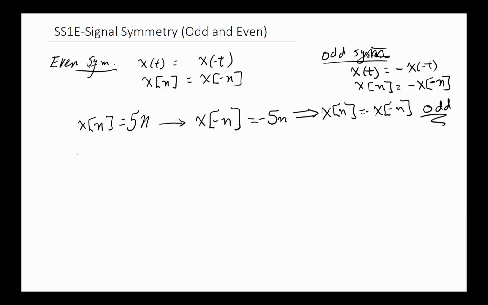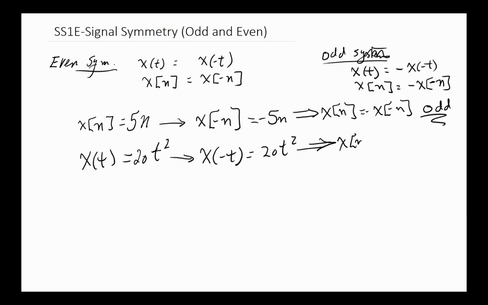Now let's do another one. For example, let's say somebody gives you an x of t, and I'm alternating back and forth, equal to 20t squared. Is that odd or even? You do exactly the same thing. Let's replace t with minus t and see what happens. You've got 20t squared. Now is that odd or even? Well, x of t happens to be equal to x of minus t. Therefore, by definition, this is even symmetry.